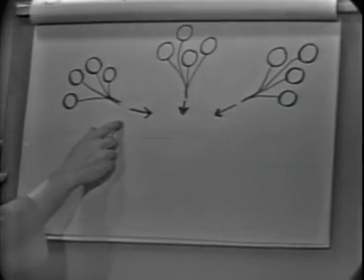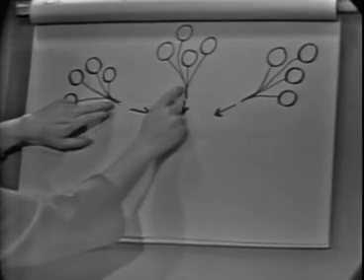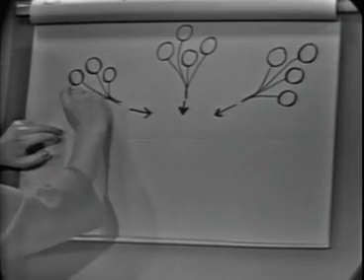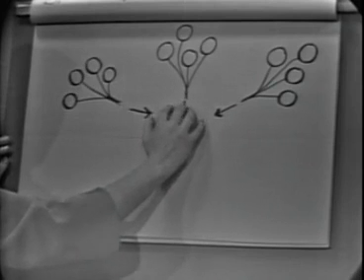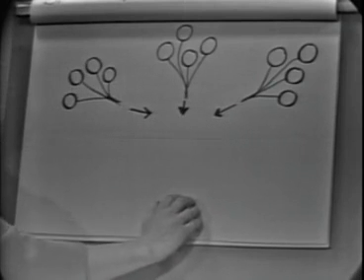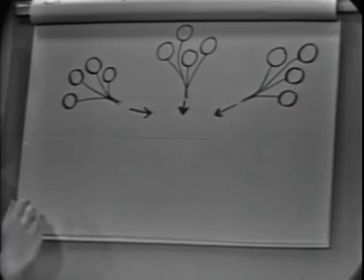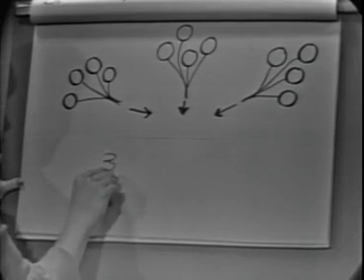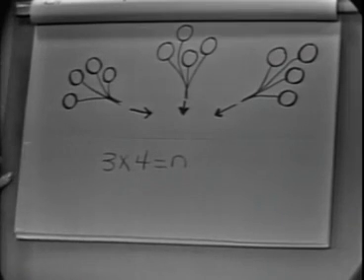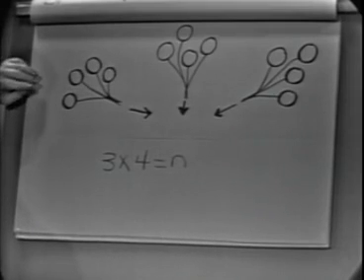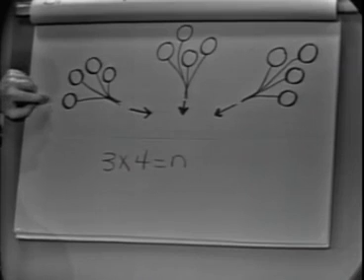Reading this picture, we see that we have 3 sets of balloons. There are 4 balloons in each set. The action indicates that we want to think of all these balloons together. We can write then that 3 times 4 is equal to some number. Using a basic fact, we know that our replacement is 12. We then can answer the question asked in the problem. There are 12 balloons altogether.